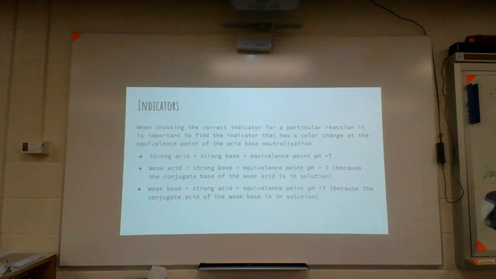When we use a strong acid and a strong base, our equivalence point has a pH of 7. So it's important to choose an indicator that has an endpoint near 7. When we have a weak acid and a strong base, the equivalence point is going to be greater than 7 because the conjugate base of the weak acid is in the solution. And so we should choose an indicator that has an endpoint above 7. When we have a weak base and a strong acid, the equivalence point is going to be less than 7 because the conjugate acid of the weak base is in the solution. And so we should choose an indicator that has an endpoint below 7.